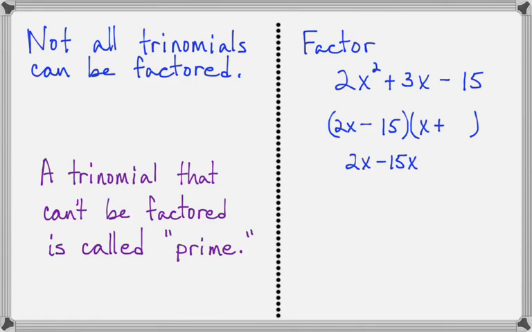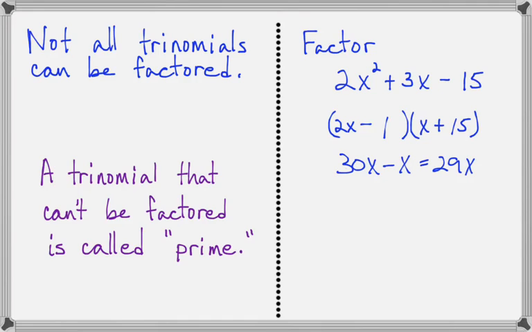Okay, that's not correct. Now let's try rearranging the 15 and the 1. So we'll put the 15 on the outside this time. And now outer times outer is 30x. Inner times inner is minus 1x. That's going to add up to 29x. But that's also not correct.